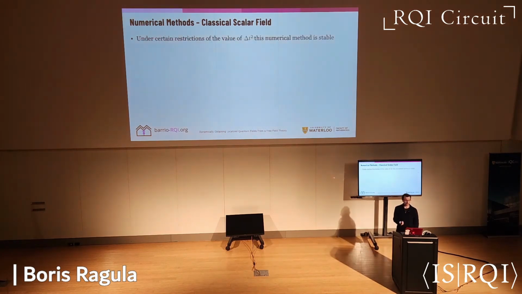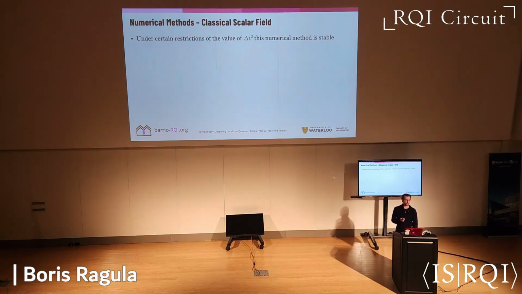And it's easy to show that under certain restrictions for the value of delta t squared, this numerical method is stable. It doesn't start to gain spurious oscillations anywhere. The solutions are nice and smooth, and they stay nice and smooth if that's how they start.